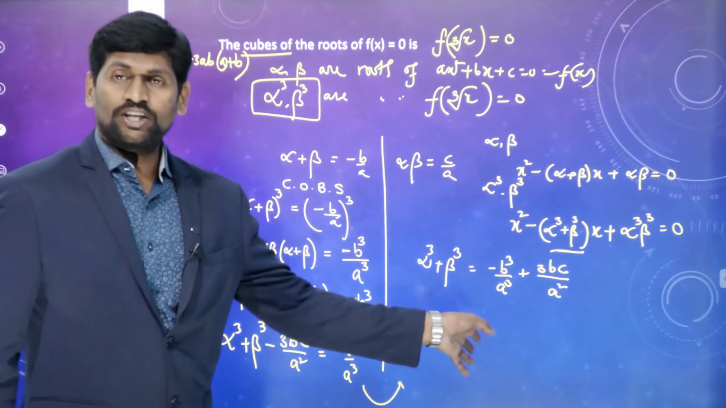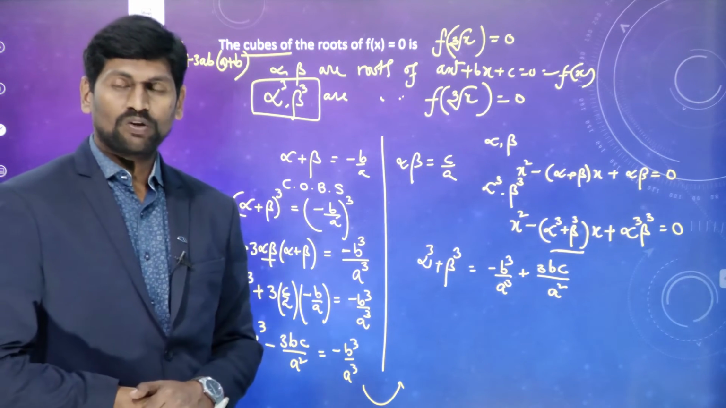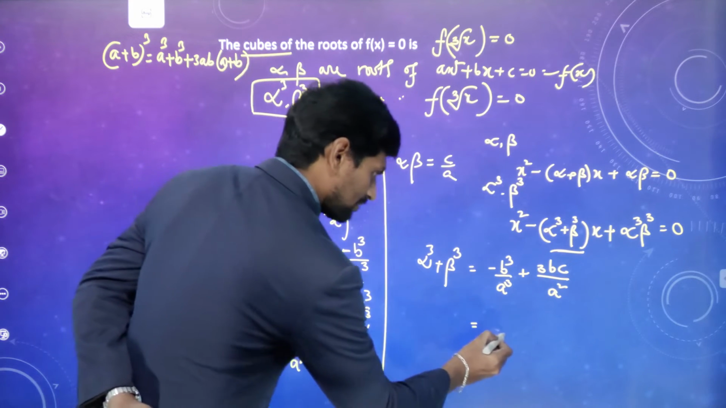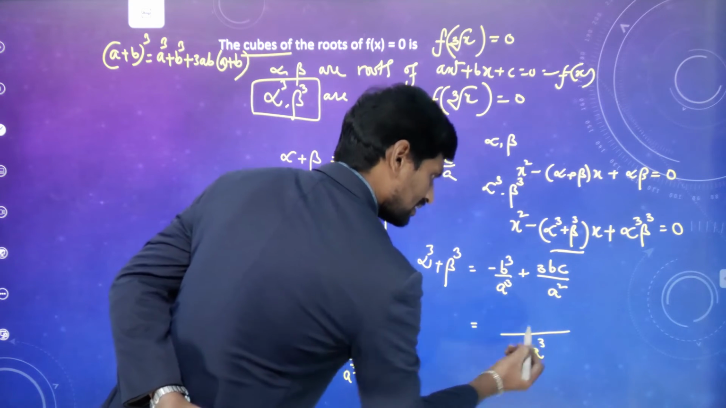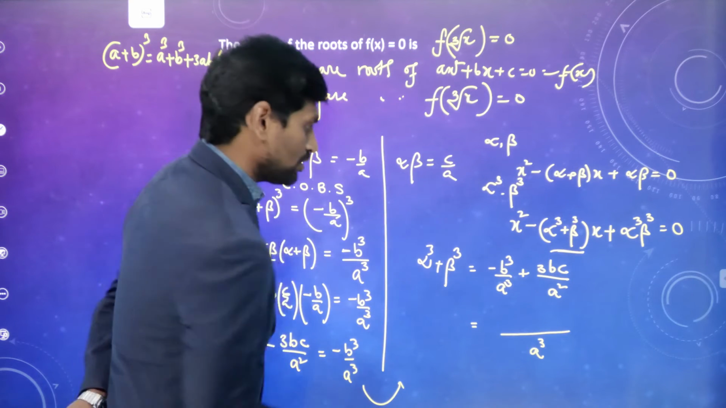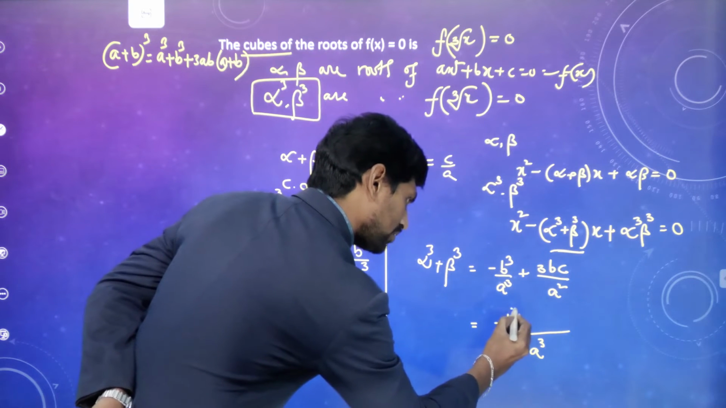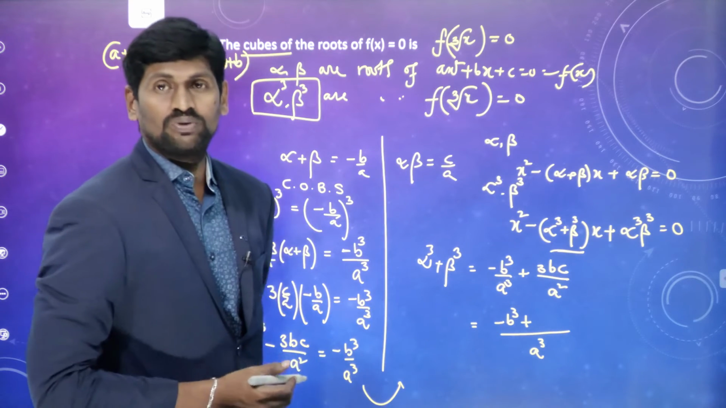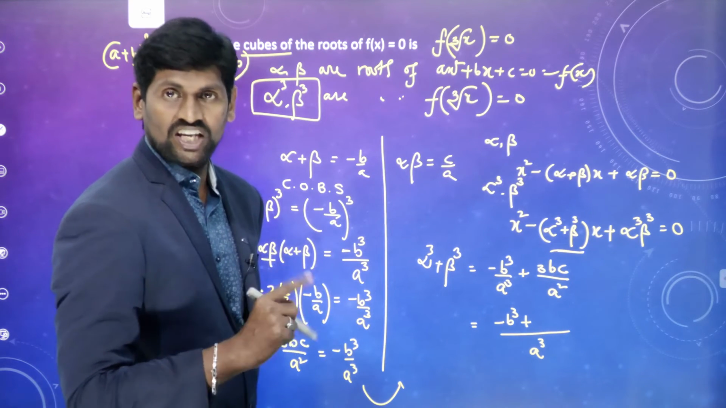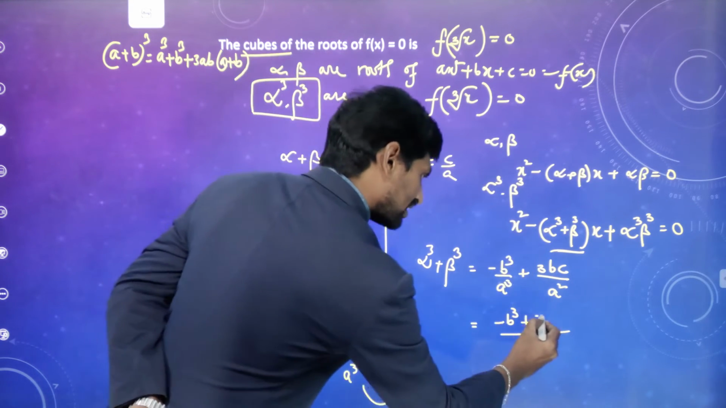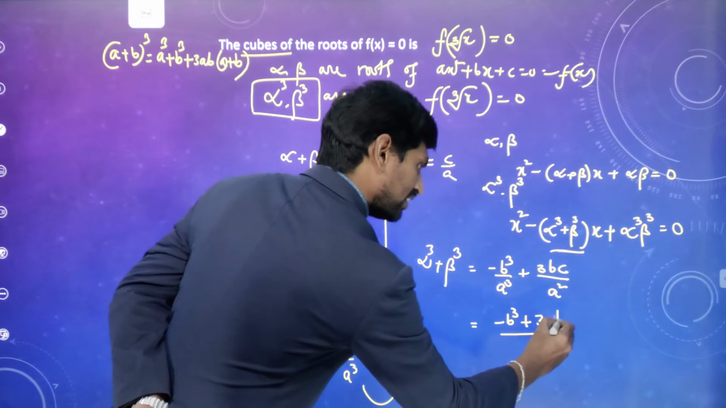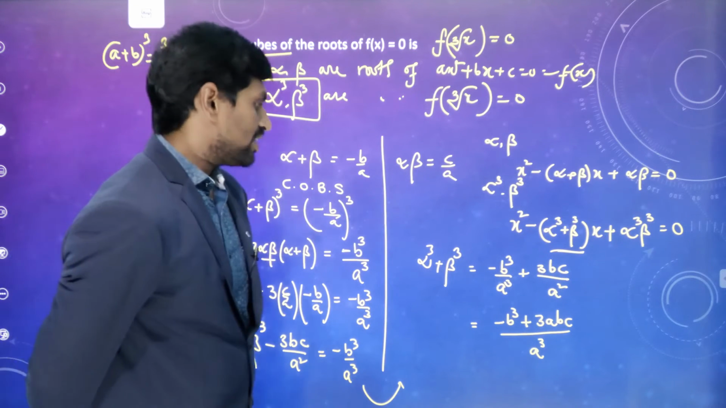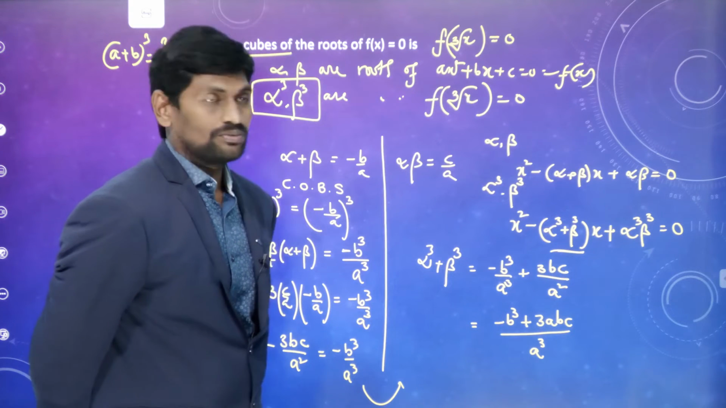And the LCM of a cube and a square, what is the LCM of both of them? Always the highest power. That means a cube only. a cube and a cube cancel one time. 1 into minus b cube is minus b cube, plus a square into a cube, a times cancels. So a into its numerator 3bc, so 3 into a into bc, 3abc. This is how we got the alpha cube plus beta cube value.